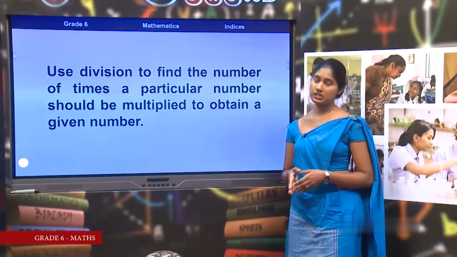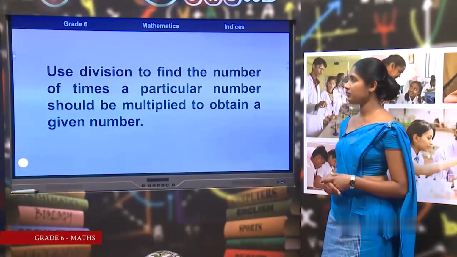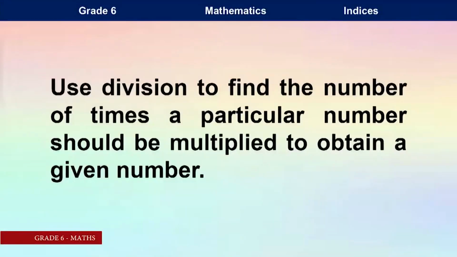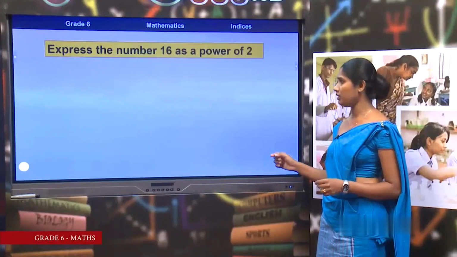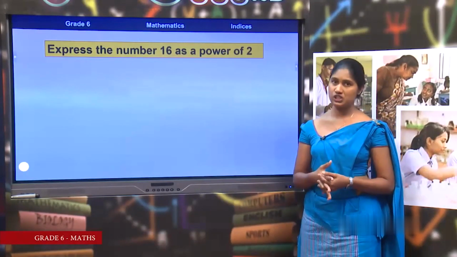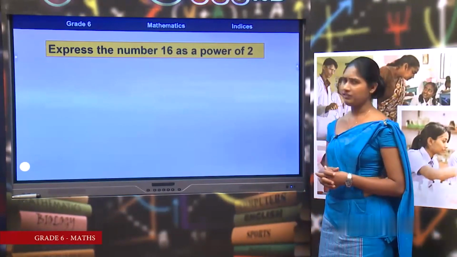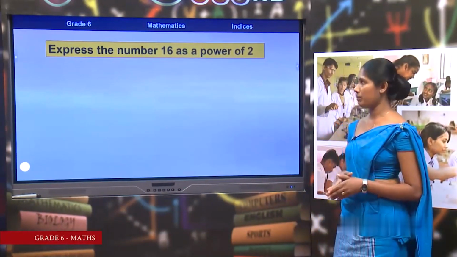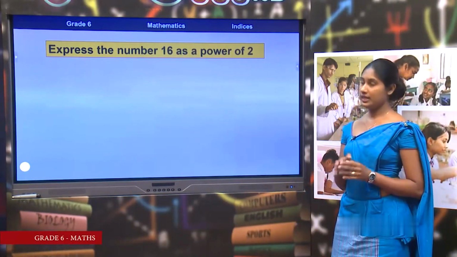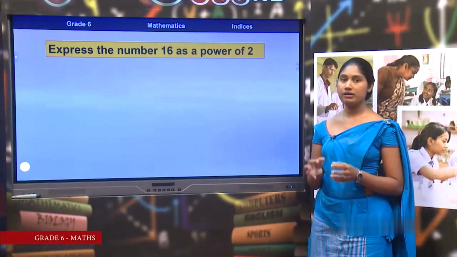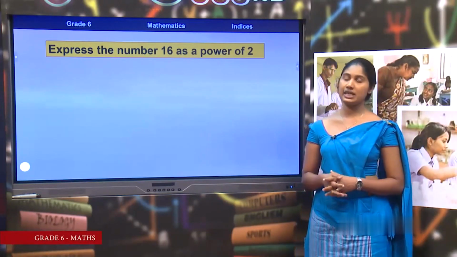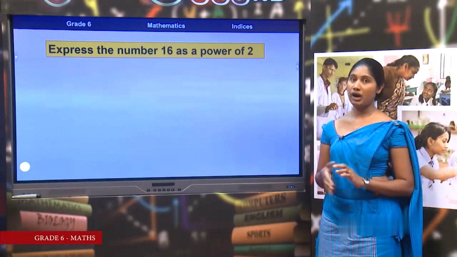Use division to find the number of times a particular number should be multiplied to obtain a given number. Actually, we have to use the division method. Here we'll see how to express the number 16 as a power of 2. They have given the number 16 and we have to write it as a power of 2. I told you when we do this part we have to use the division method.